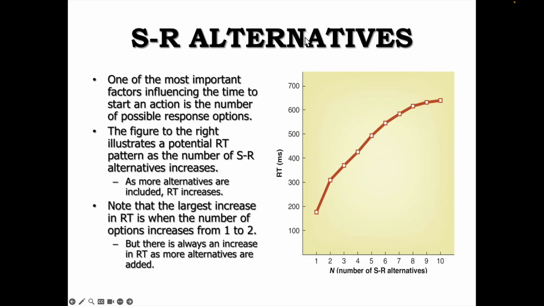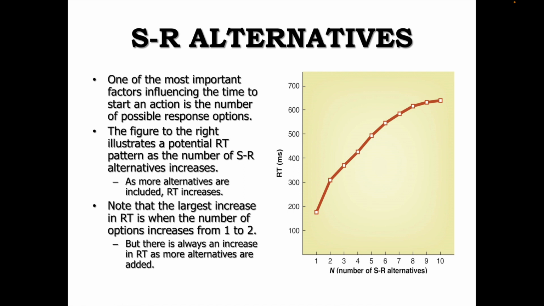So, stimulus response alternatives, okay? One of the most important factors influencing the time it takes to start an action, or reaction time, is the number of possible response options. And this diagram to the right shows an example of this, okay? At the bottom is the number of possible responses to a stimulus, and on the left is our reaction time. What you'll notice, and it makes sense, is that the more options we have to choose from, the longer our reaction time is going to be. And that would make sense.